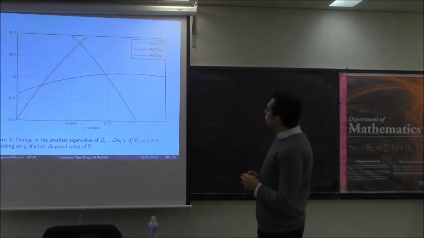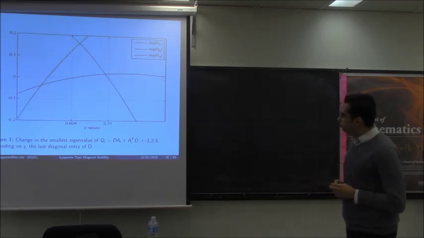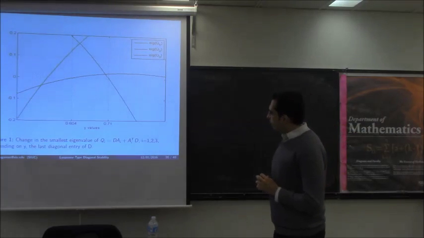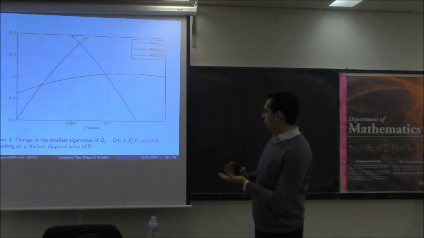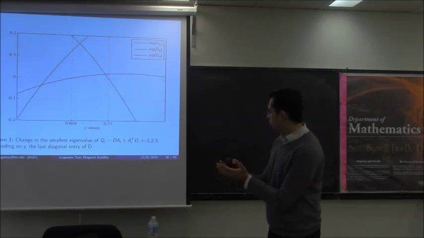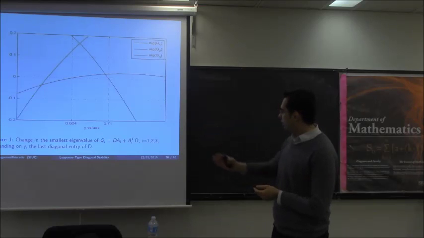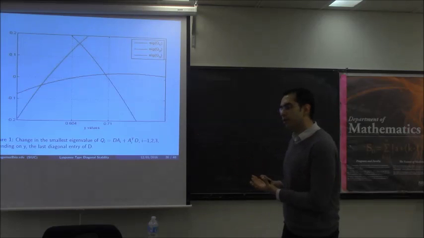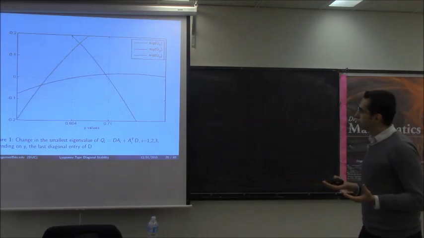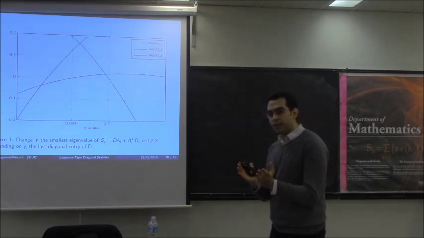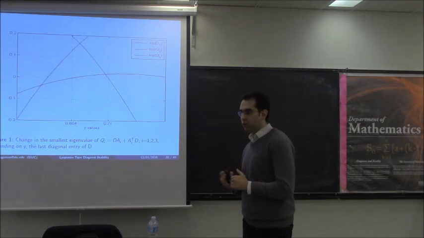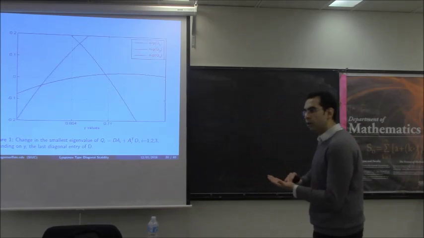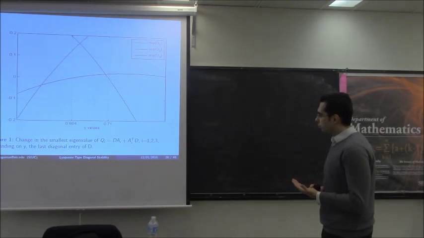I would like to visualize this on a graph. Here we find the diagonal solution D. Now let's look at the matrix Qi, which is D Ai plus Ai transpose D. We need this matrix to be positive definite. That means all its eigenvalues are positive. So let's look at the minimum eigenvalue, the smallest eigenvalue.